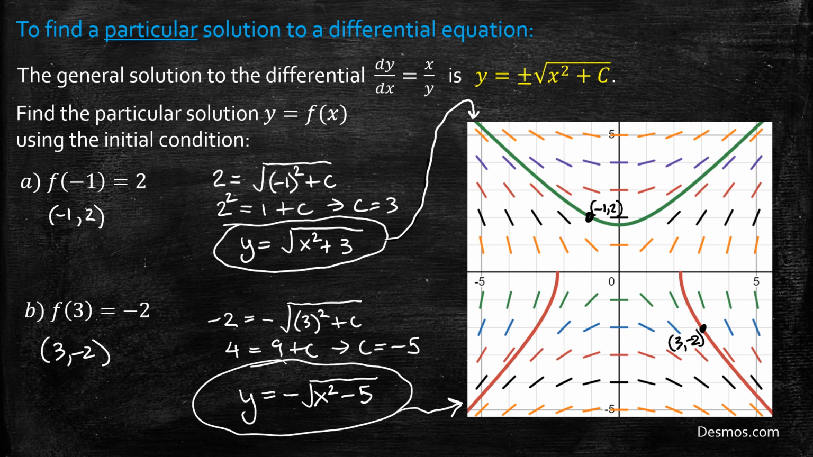And we found 2 examples of particular solutions. And as we learned in slope fields, depending on the initial condition, the family of curves would vary. And so we locked in particular curves depending on the initial condition.